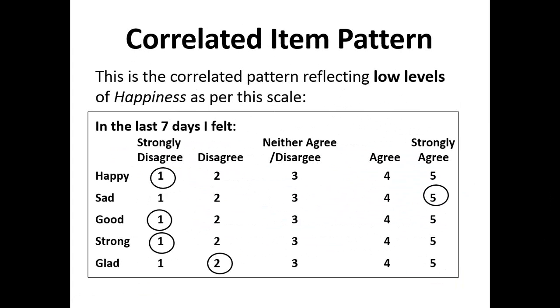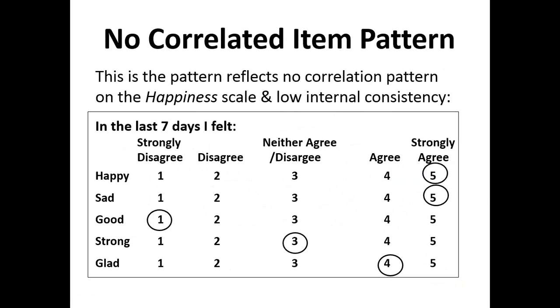And here's a pattern indicating low levels of happiness, where happy and the other positive items are one, but sad is strongly agree. So that's correlated to be low levels of happiness. And then this one really doesn't have a pattern, so it's not showing much. It's not correlated. A person says, have you felt happy in the last 7 days? I said 5, strongly. Have you felt sad? Strongly agree, 5. Unless they're catching some really emotional movies or something like that, it doesn't seem like a reliable measure of happiness, which we're trying to ascertain.